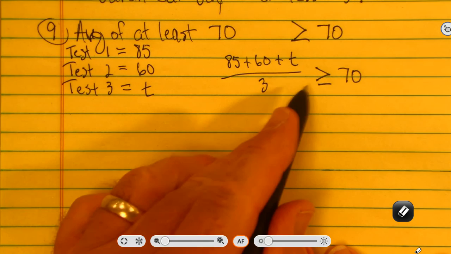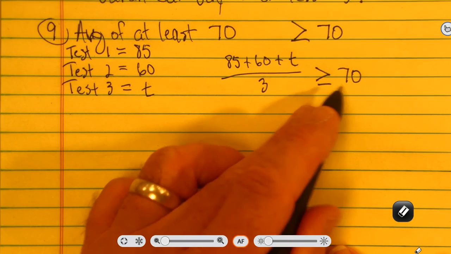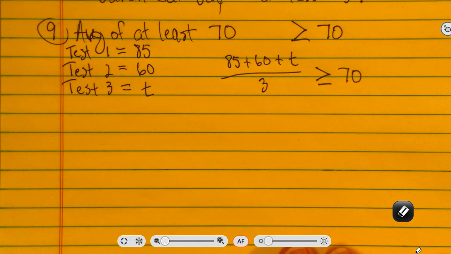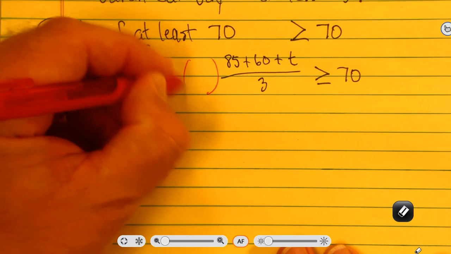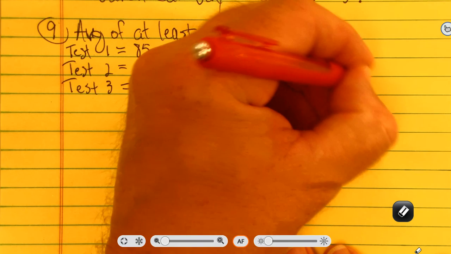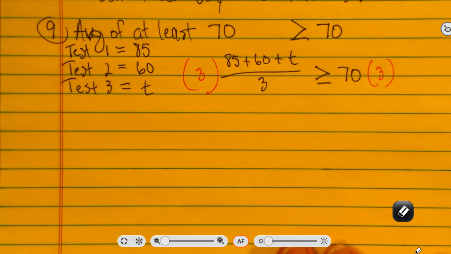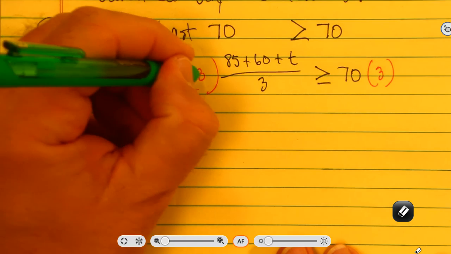So I took the 3 tests, I add them up, divided by 3, and I said that needs to be greater than or equal to 70. Well, go ahead and solve that inequality. The first step to solve it is to multiply both sides by 3, because remember, that's the way that I clear my denominator.